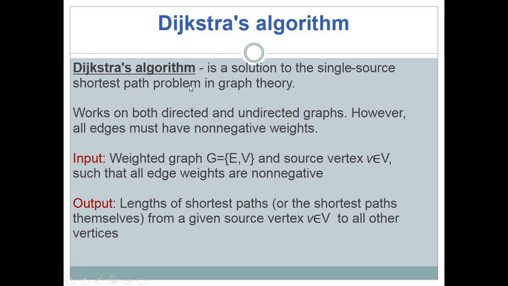Here Dijkstra's algorithm is a solution to the single source shortest path problem in graph theory. It works on both directed and undirected graphs. However, all edges must have non-negative weight. So that is the constraint. Dijkstra's algorithm does not work on negative weight edges. Okay, so for Dijkstra's algorithm, the input will be the weighted graph and the output will be the length of the shortest path from the source to all destination vertices.